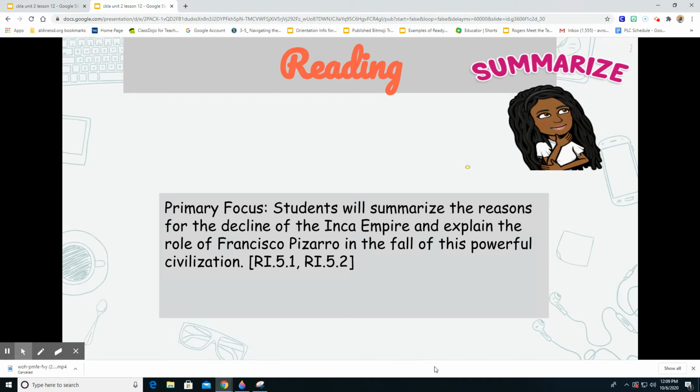Okay, boys and girls, so this is your reading. Our primary focus and the center point of this lesson is to summarize the reasons for the decline of the Inca Empire and explain the role of Francisco Pizarro in the fall of the powerful civilization. Last lesson we talked about the rise, the birth, of the Inca. So throughout this lesson we're going to be able to summarize the reason why they declined, or why the empire came to an end.